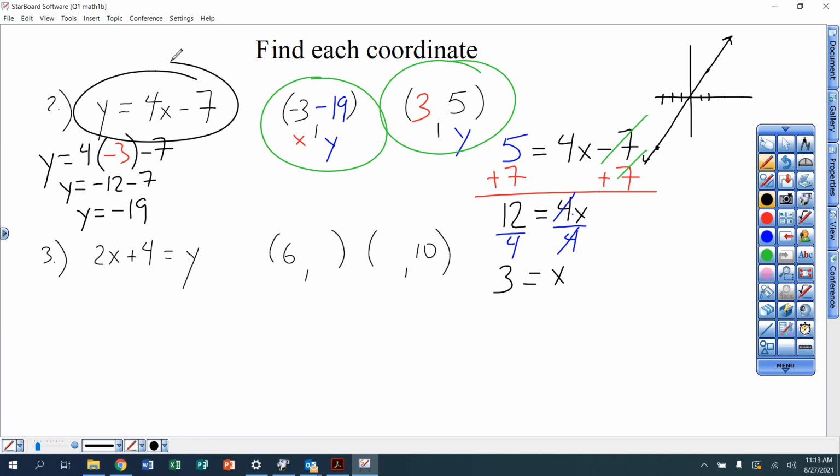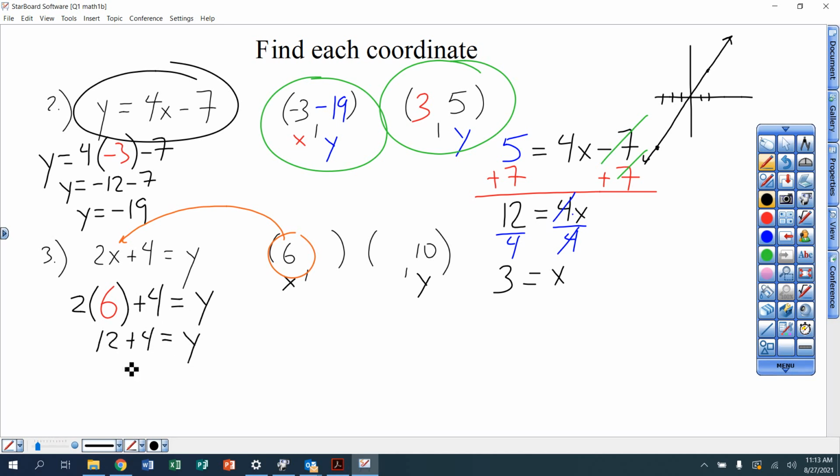Okay, last two more. Plug in 6 for x, plug in 10 for y. Here we go. This one, even though the equation's a little bit backwards, still plugging in for x. So when I do that, 2 times my 6 right there, plus 4. That's going to give me what y is. So when x is 6 for this equation, the y number is 16.